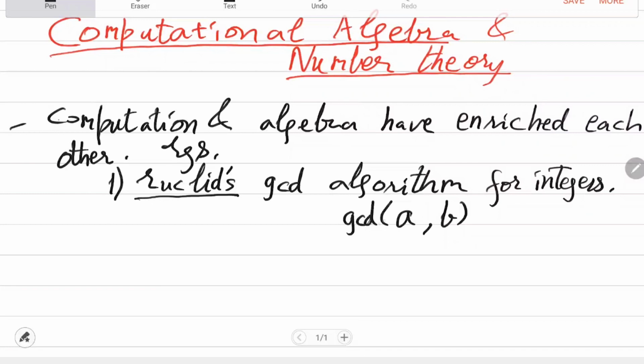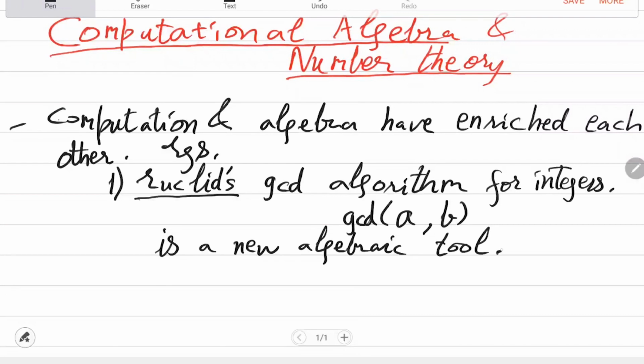So this actually becomes a new algebraic tool, Euclid's GCD process. And then you can use this new algebraic tool to prove new algebraic theorems. Okay, so these things we will see in detail. For now, just remember these keywords.